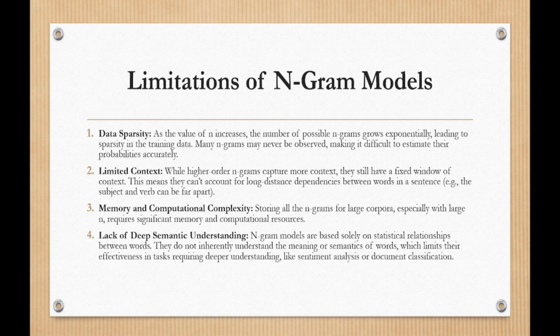Lack of deep semantic understanding. N-gram models are just about counting and predicting word combinations. They don't really understand what the words mean. For example, the model might know that "happy" and "joyful" often appear in a similar context, but it doesn't truly understand that both words mean something positive. This makes n-gram models not very good for tasks that need deeper thinking, like figuring out whether a sentence is happy or sad, or sorting documents based on their topic.